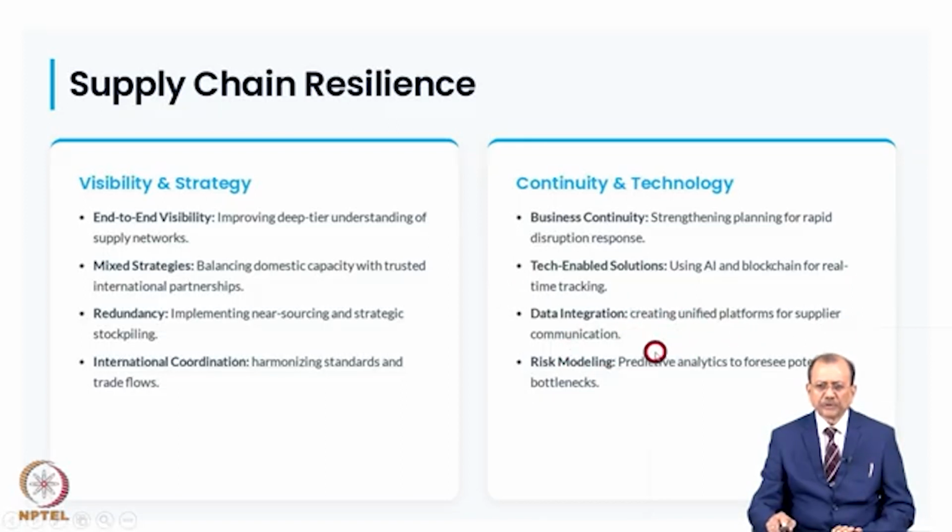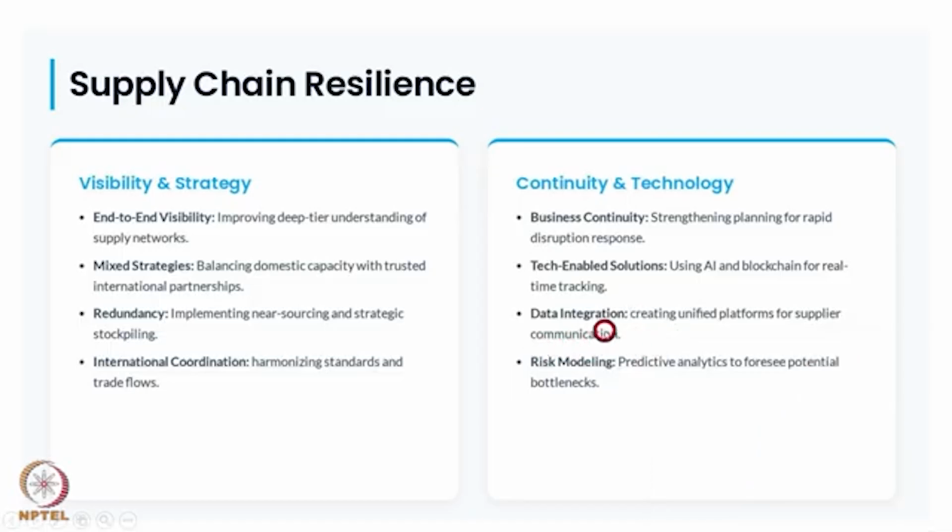So this is also very important when there is data integration. On one side we have a supplier platform, on the other side we have the manufacturer's platform, and on the third side we have the logistics providers' platform. If we are able to integrate all these three platforms under a single roof or a single protocol, then there is a chance of having fewer bottlenecks in the supply chain. So we will be achieving resilience in the supply chain. This is a very important aspect of data integration.